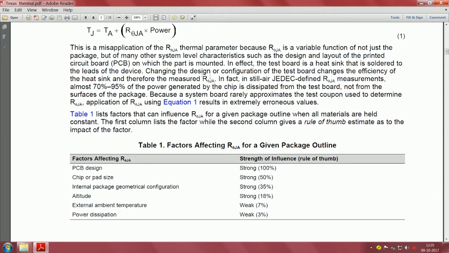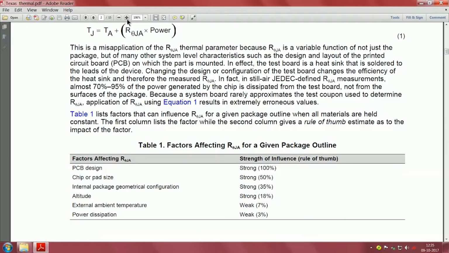The design and layout of the printed circuit board on which the part is mounted. Test board is a heat sink that is soldered to the leads of the device. Changing the design of the test board changes the efficiency of the heat sink and therefore the measured RθJA. In fact, the still air JEDEC defined measurements is dissipated from the test board. You have seen that, no?